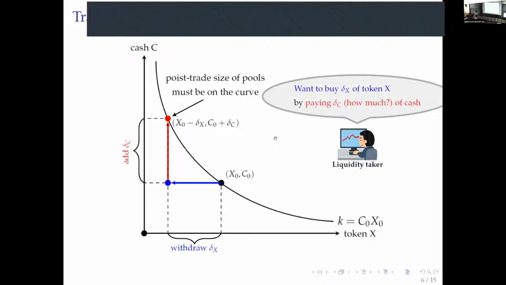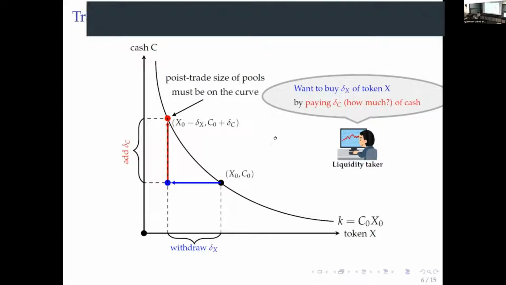So what does it mean? If there's a liquidity taker arriving at the market saying that I want to buy delta X unit of token X by paying in cash, this guy is going to withdraw delta X unit of token X from the token X liquidity pool, and then he's going to add cash. He's paying cash. So initially we were here, okay?